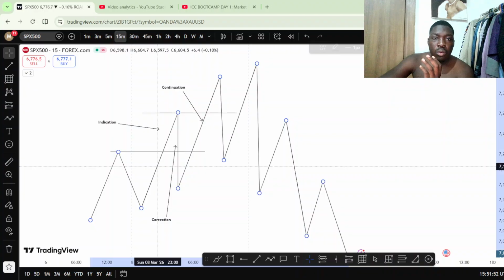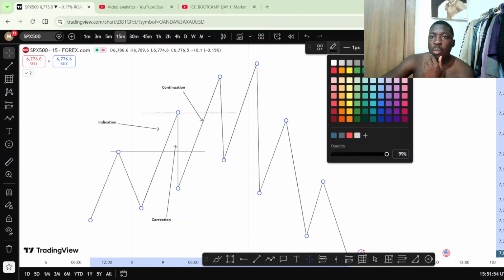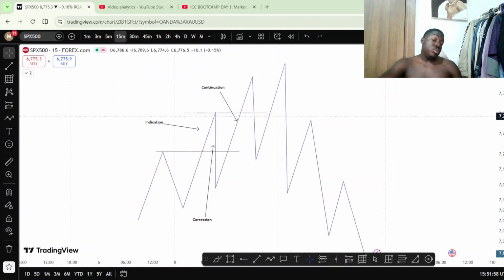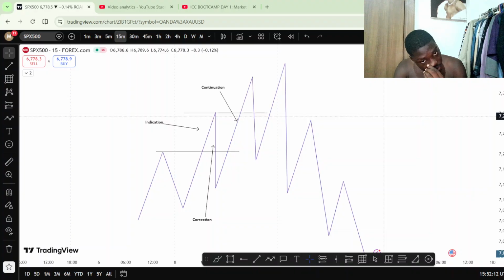Price will always do what price wants to do. That's first things first. Our goal is to follow price from behind. We don't try and predict a correction. We don't try and predict a continuation. We don't try and predict an indication. We just follow from the continuation phase.